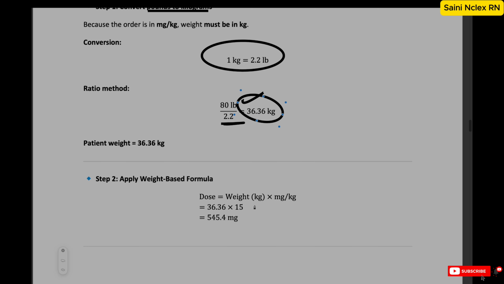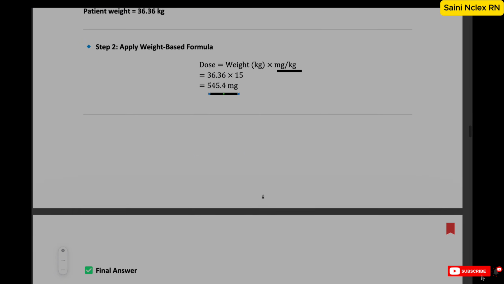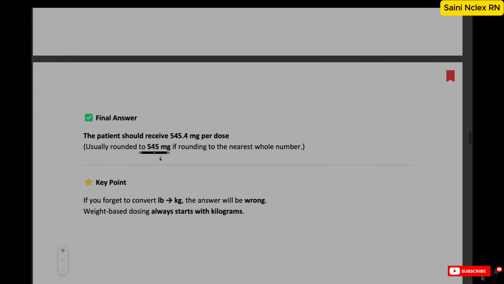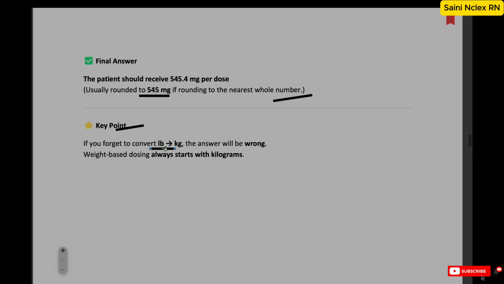Then apply the formula here: patient weight in kilogram multiplied by prescribed dose per kilogram. So patient weight is 36.36 kilograms and multiply by the required dose, 15 milligrams. So your answer would be 545.4 milligrams. But you have to remember guys, we don't write in points of a milligram. So usually round it to 545 milligrams, rounding to the nearest whole number. Just to remember a key point, if you forget to convert pounds into kilograms your answer will be wrong. Weight-based dosing always starts with kilograms.